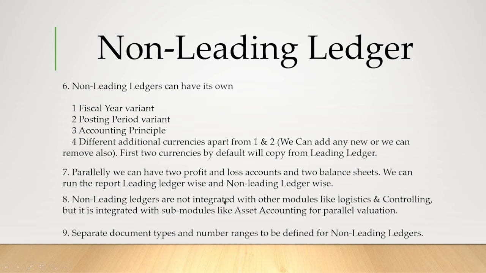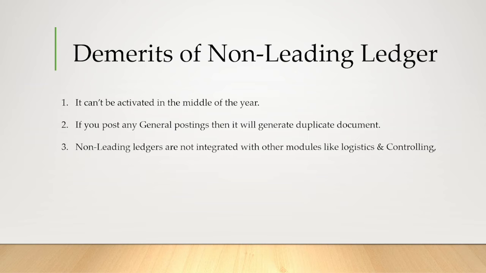Non-leading ledgers are not integrated with other modules like logistics and controlling, but they are integrated with sub-modules like asset accounting for parallel valuation. It means it is not fully integrated. Next, separate document types and number ranges have to be defined for non-leading ledgers. So in OBA7 you have to define them for non-leading ledgers also.